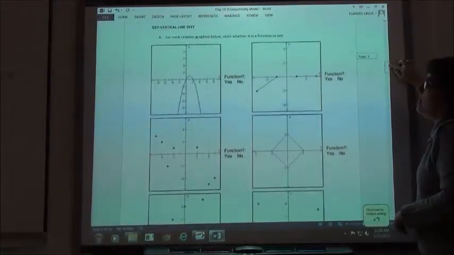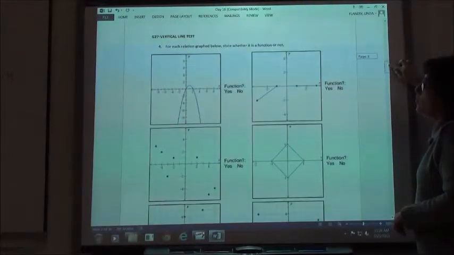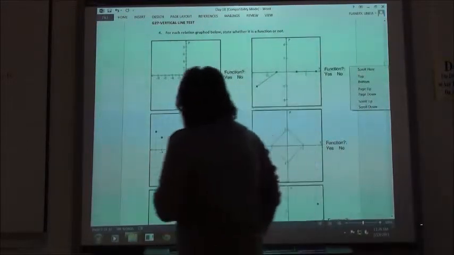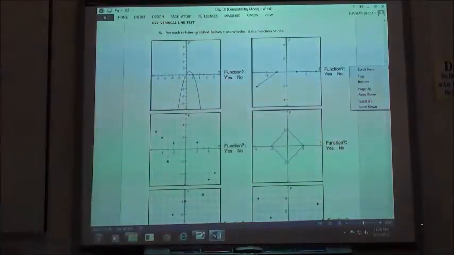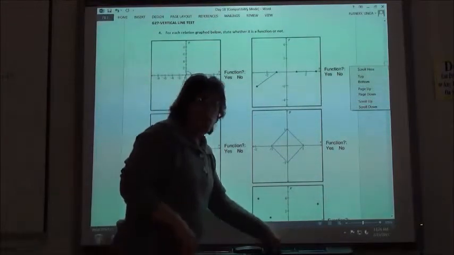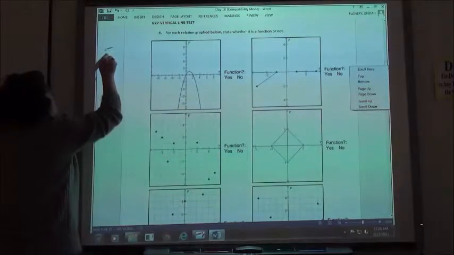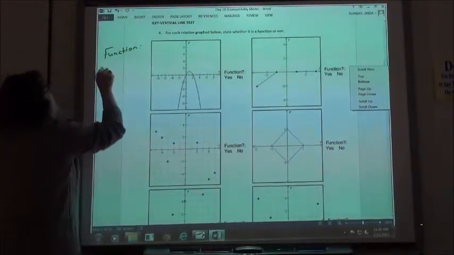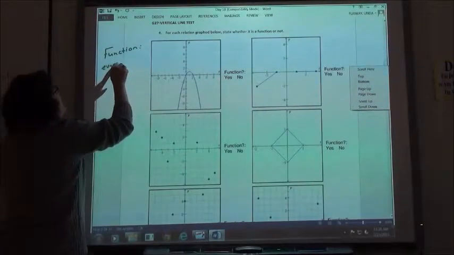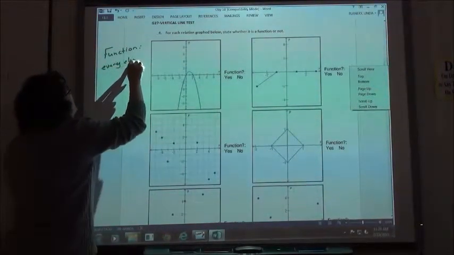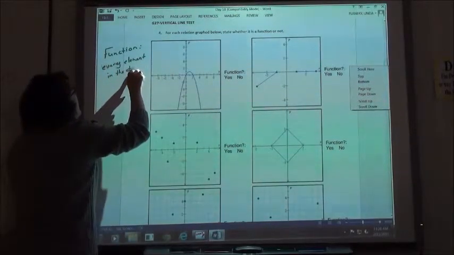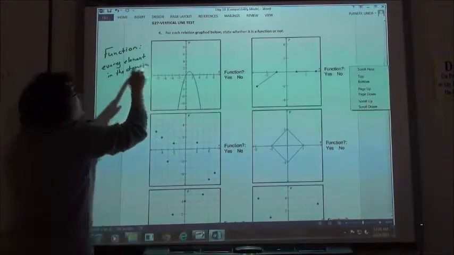Number 4 is about the vertical line test. I don't think I can quite get that whole page on there, but we'll talk about the vertical line test. It says for each relation below, state whether it is a function or not. In order to be a function, it says every element in the domain.